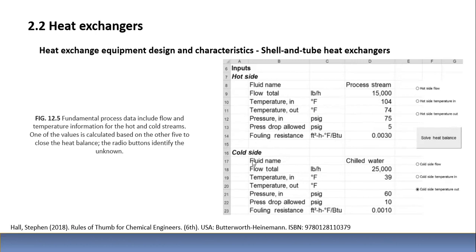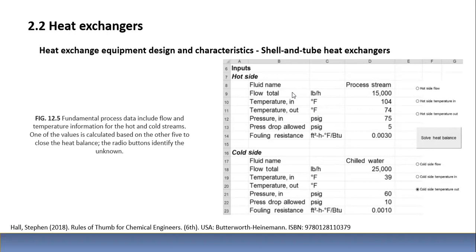Si el flujo total del lado frío es 25.000 libras hora, con estas condiciones de temperatura en Fahrenheit en unidades inglesas, ¿no? Y estas condiciones de presión en unidades inglesas manométricas, PSIG, diferencial de presión, y el coeficiente de resistencia al ensuciamiento, fouling resistance, que son unidades inversas a las unidades del coeficiente de transferencia de calor. En unidades inglesas sería pie cuadrado hora de grado Fahrenheit sobre BTU.